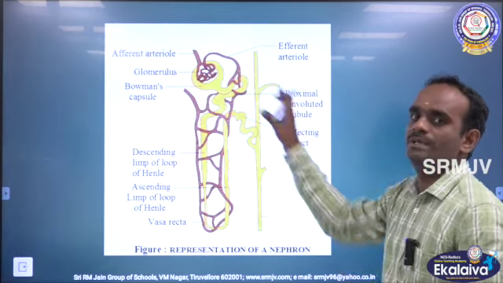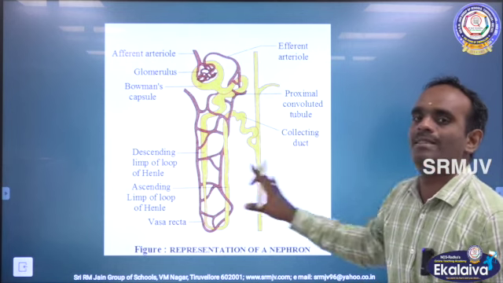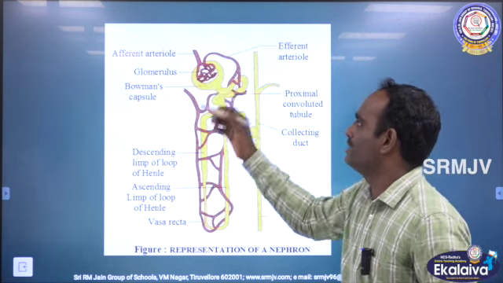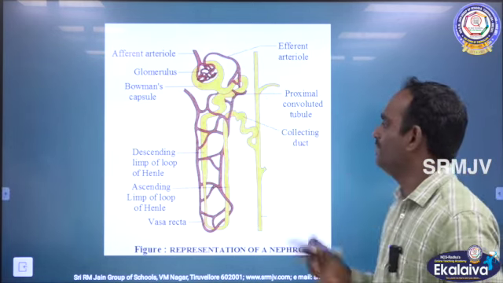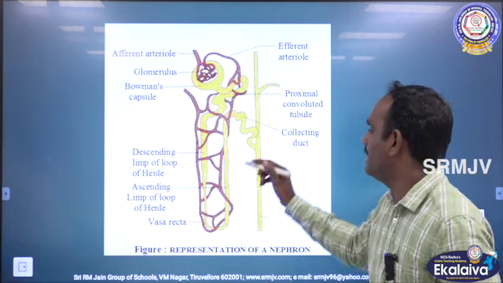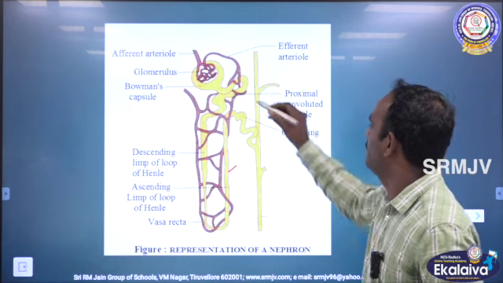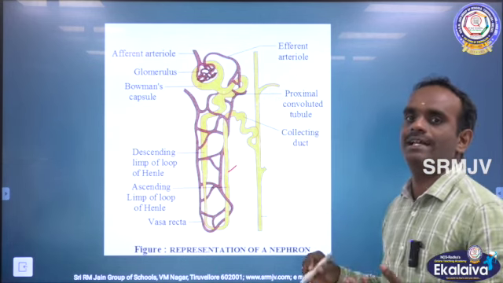See the enlarged picture of the nephron. I have marked almost all the important parts here: afferent arterioles, glomerulus, Bowman's capsule, then the descending limb, and this is the ascending limb, and this is called the distal convoluted tubule, and this is the afferent arterioles, and finally the collecting duct.